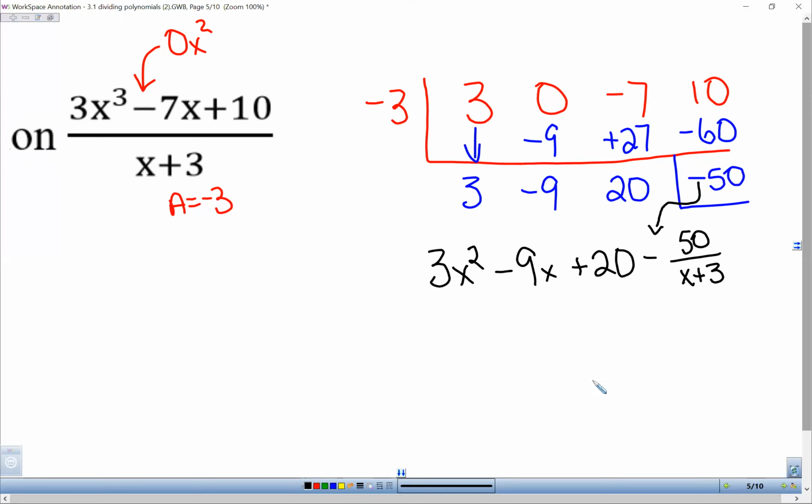Okay, so that's synthetic division. When the question says divide, that's it. It doesn't say to do anything else with it. It doesn't say to use any other theorem or math term or anything like that. This is all you do. Just divide and write your answer. Okay? But we're going to use this for a couple of theorems.